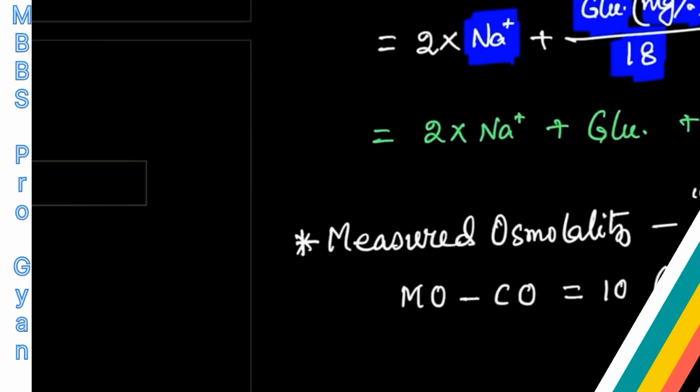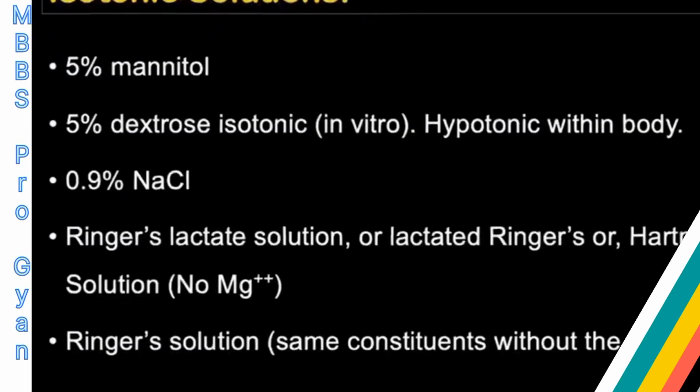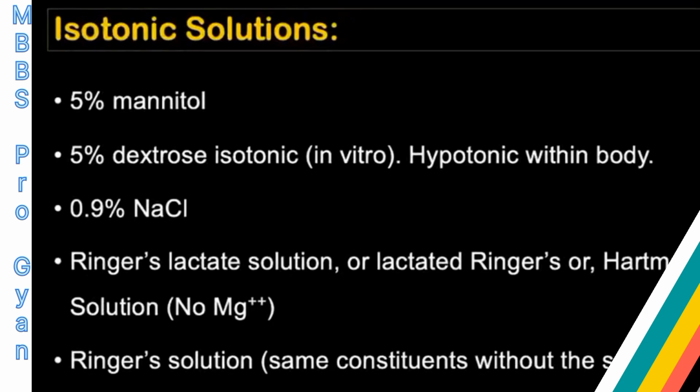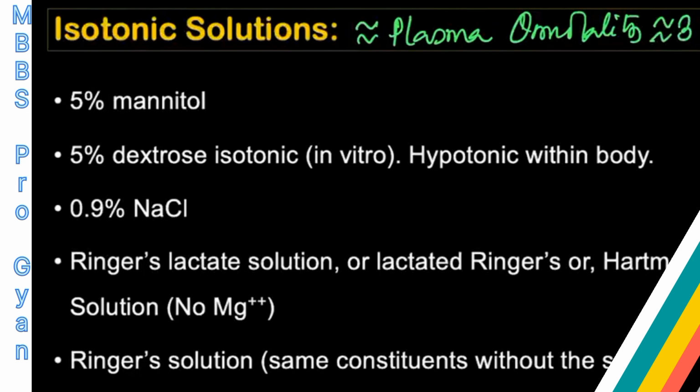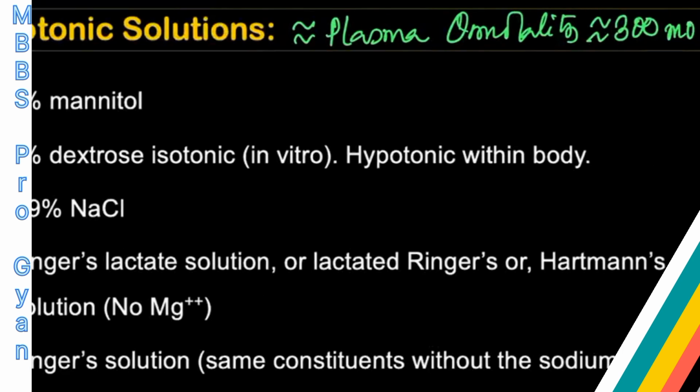I'll show you certain examples of isotonic solution which we commonly use for different types of therapy. Some isotonic solutions. Okay, so what are those isotonic solutions? Isotonic solution means the tonicity of all of these solutions is almost equal to plasma osmolality. Plasma osmolality is approximately 300 milliosmol per liter. We take approximately 300, but it is exactly 280 to 290 milliosmol per liter.